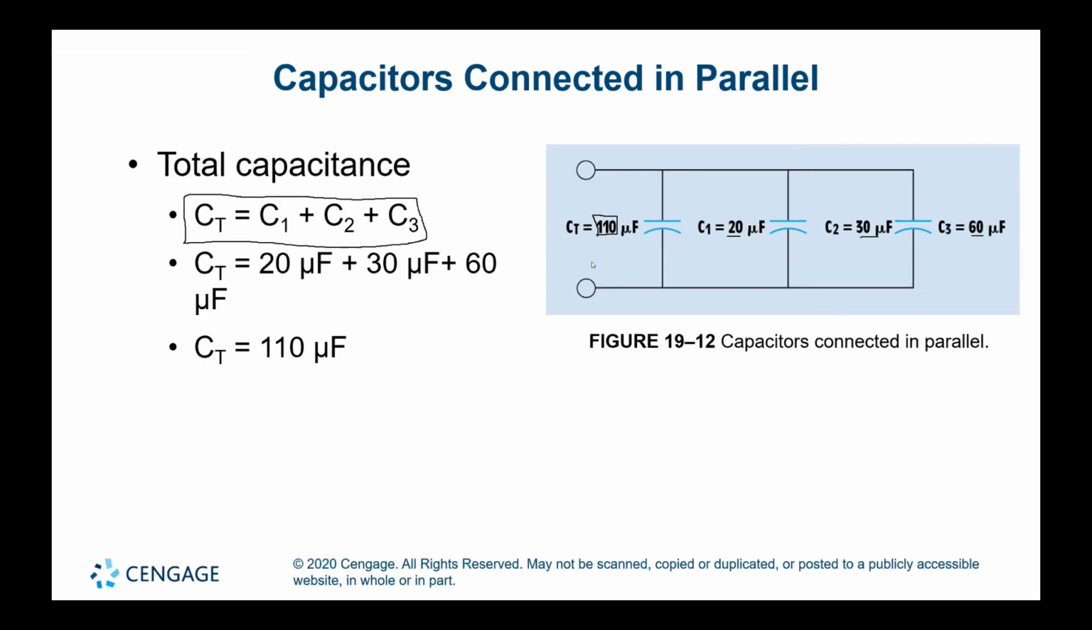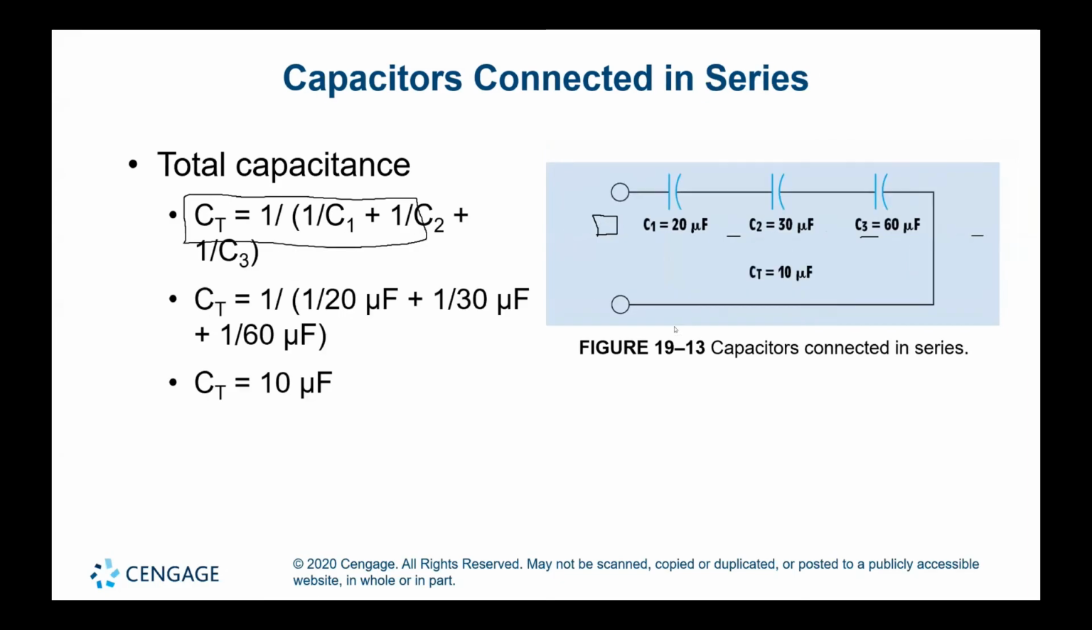When we connect capacitors in parallel, what we are doing in reality is increasing the area of the plates. That's why the capacitance increases. On the flip side, when we connect capacitors in series, and now we have the same capacitors, but they are connected in series, our 20, 30, and 60, now it's going to give you a total capacitance equal to 10 microfarads.